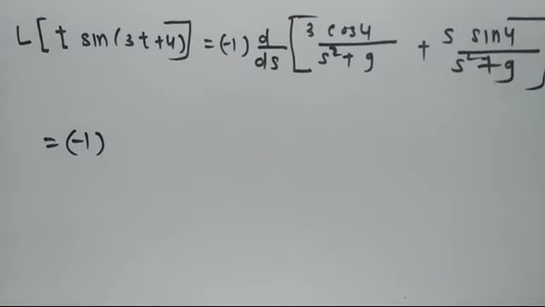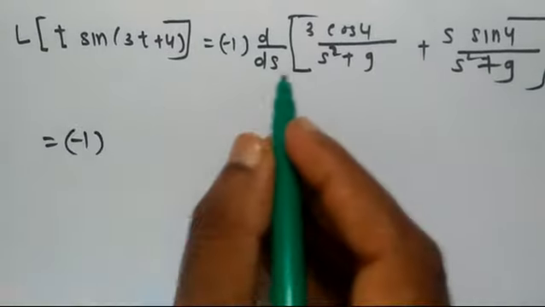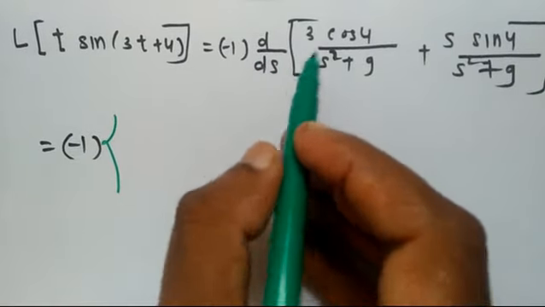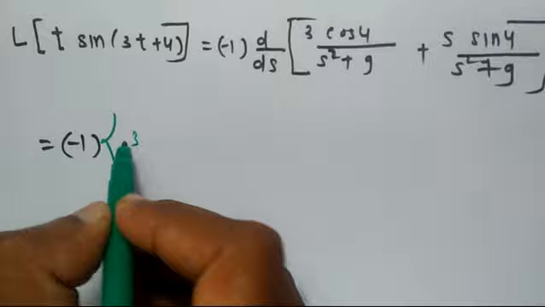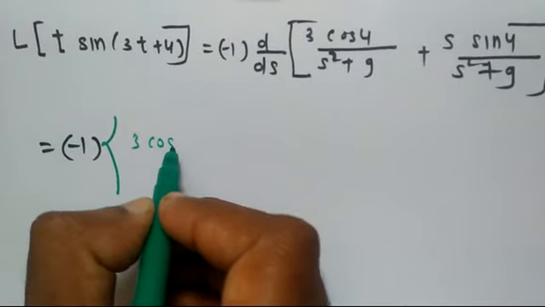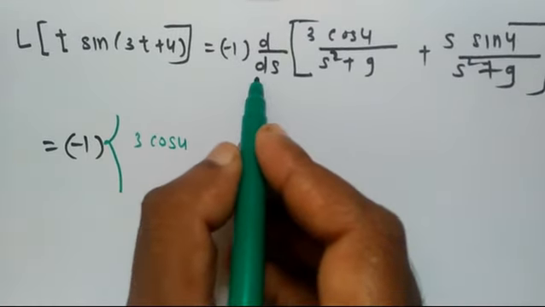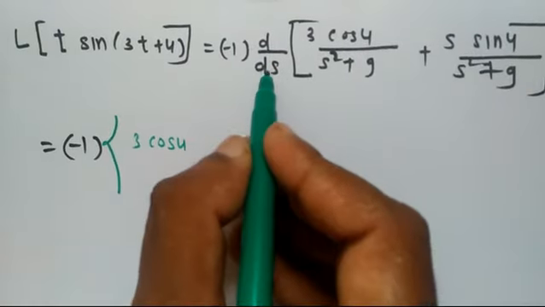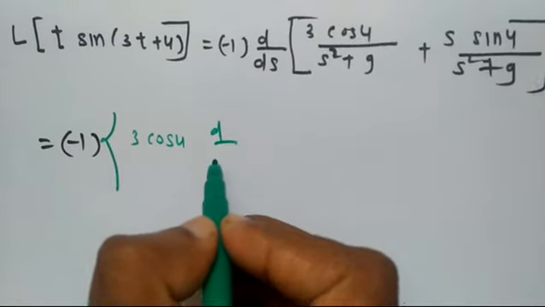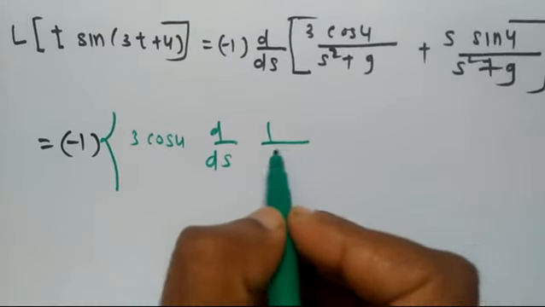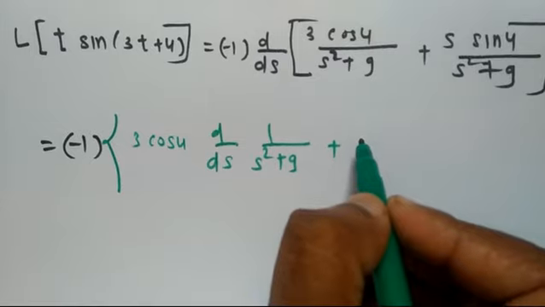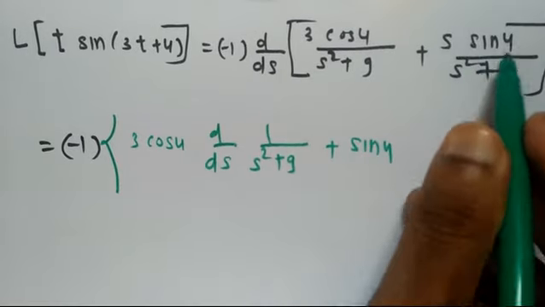Minus 1. Okay, so this curly bracket, apply this d by ds to this term and this term. So 3 is a constant, cos 4 is a constant. You are taking the derivative only with respect to s. So other than s, you can take outside the terms. So this is d by ds of 1 upon s square plus 9, plus this sine 4 is also constant.